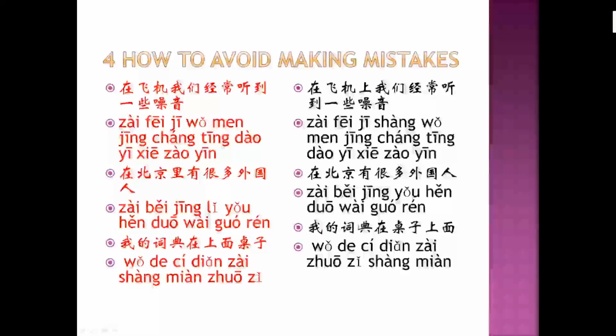And next, my dictionary is on the table. In Chinese, 我的词典在桌子上面. You should say on the table first, and then you say on or up, like 上面 or 上边. So the wrong sentence is 我的词典在上面桌子. In the English sentence, we say on the table, so translating directly gives 在上面桌子. But we should follow the Chinese sentence order, and we should say 在桌子上面.